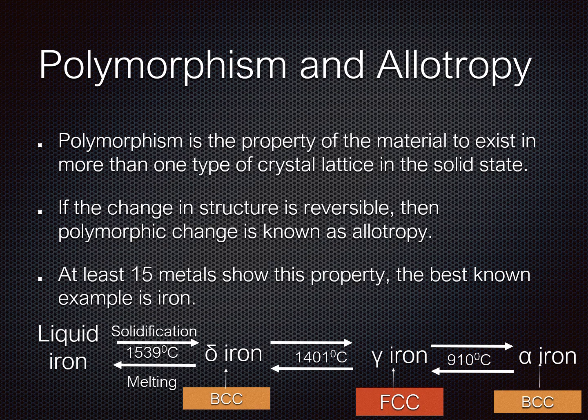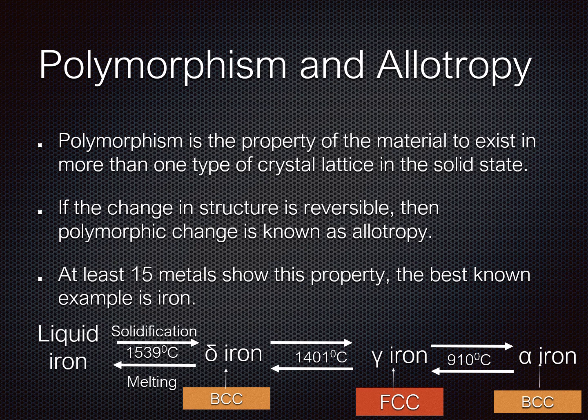Polymorphism is the property of the material to exist in more than one type of crystal lattice in the solid state. If the change in structure is reversible, then the polymorphic change is known as allotropy. At least 15 metals show this property. The best known example is iron.